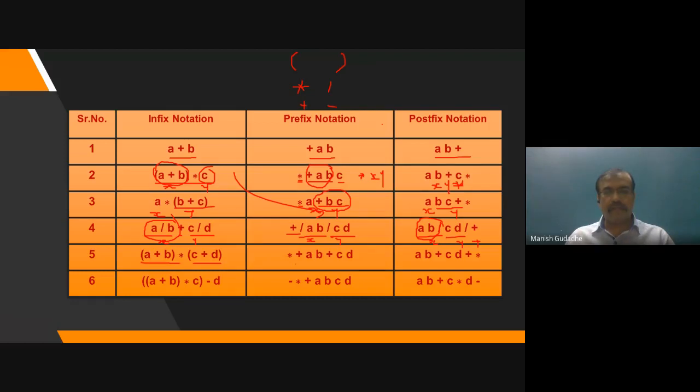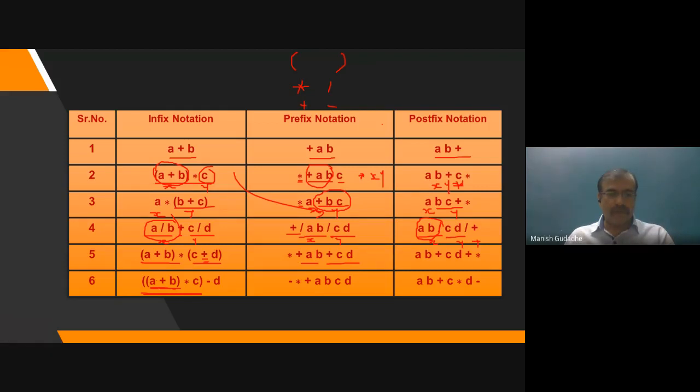These brackets are solved, and see here, as they are in the bracket, they will be given the first priority. Otherwise, they would have been executed later, after the multiplication. Now we go for this. Here you have an inner bracket also. So convert this bracket first in the prefix form, then this bracket, and then the whole expression.